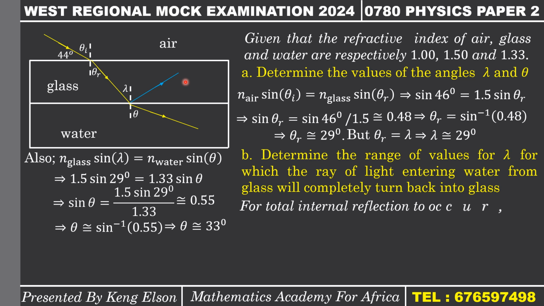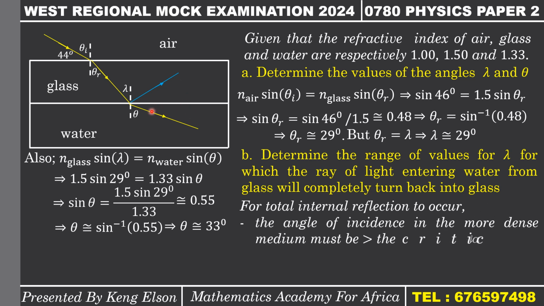Now let us give the conditions for total internal reflection to occur. Firstly, the angle of incidence in the more dense medium must be greater than the critical angle. The more dense medium is glass because it has a refractive index of 1.55, and the less dense medium is water because it has a refractive index of 1.33. The refractive index of glass is more than that of water, so glass is the more dense medium. So for total internal reflection to occur, the angle of incidence in the more dense medium, which in this case is lambda, must be greater than the critical angle.